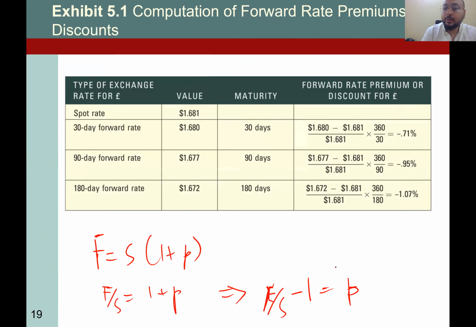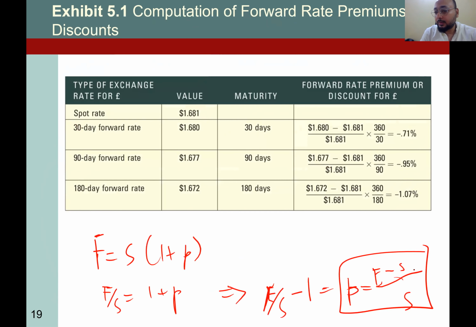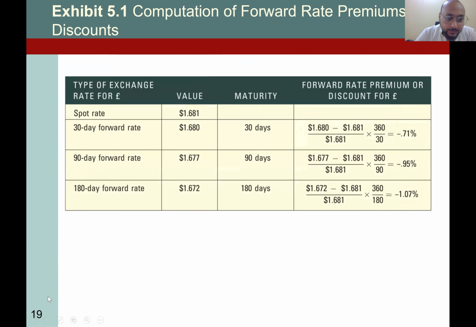You can use this formula as well, or if you want, you can take the LCM here: (F minus S) by S. This is for a year, so year means 360 by 360. And if you want to find it for 30 days or 20 days, just divide according to the expiration date. That's it. Right? Okay. So you see the value.